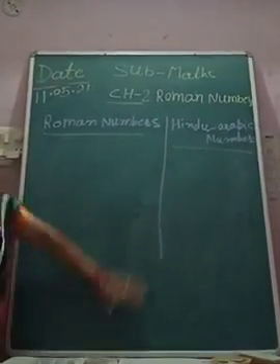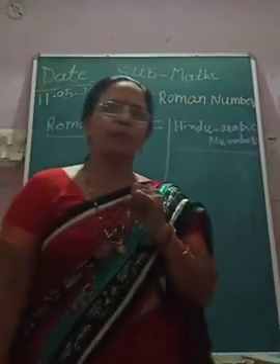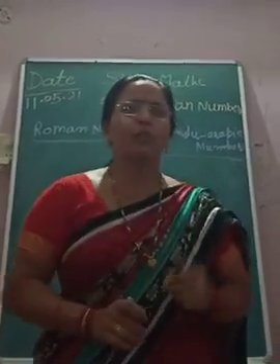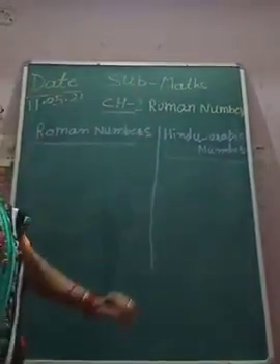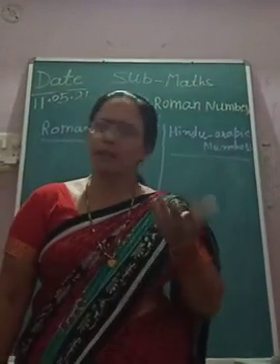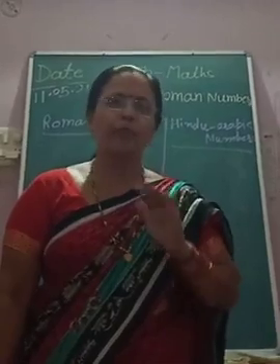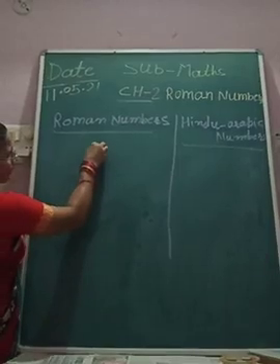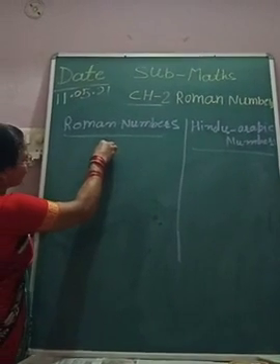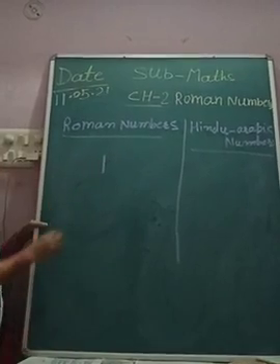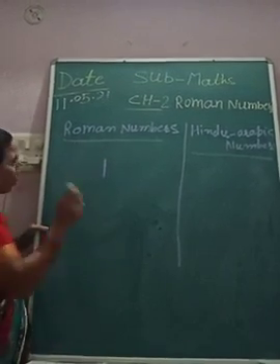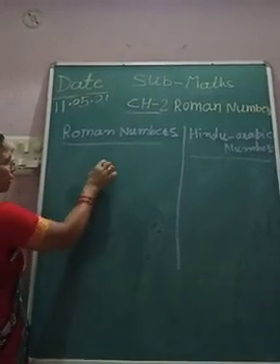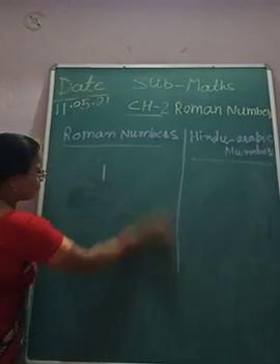Now, there are only 7 initials with which we can explain all the numbers, or with those initials we can write any digit. First we will see what are those 7 numbers. In Roman number, this one is a symbol or sign of 1. Suppose you have to write 1, so you will write like this, I.